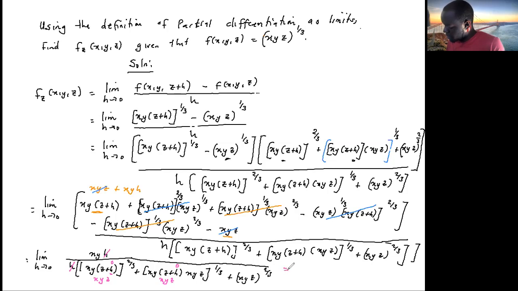So on top, what we have is xy, and down we have (xyz)^(2/3). Here we have xyz multiplied by xyz inside, which becomes (xyz)^2. When you bring in the power outside, it will become (xyz)^(2/3), which is what we have also here. So when we add them, we have 1, 2, 3 of the same kind, so we're going to have 3(xyz)^(2/3), which can be written as xy over 3(xyz)^(2/3). So this becomes our answer.